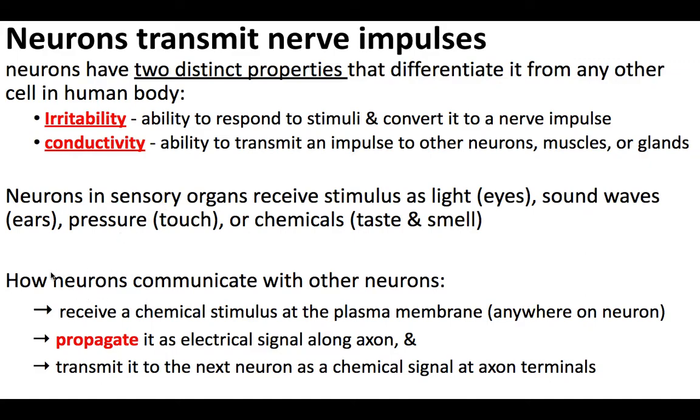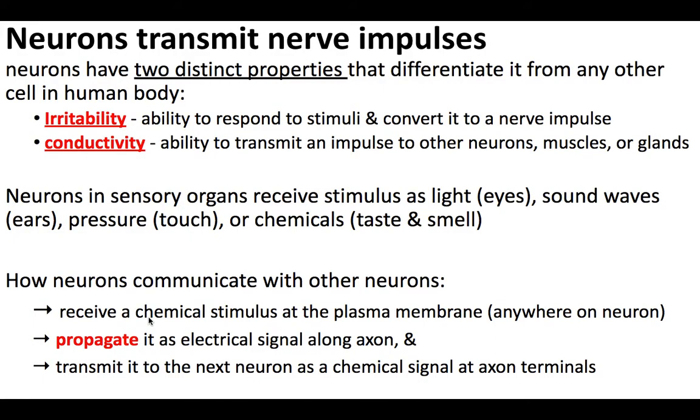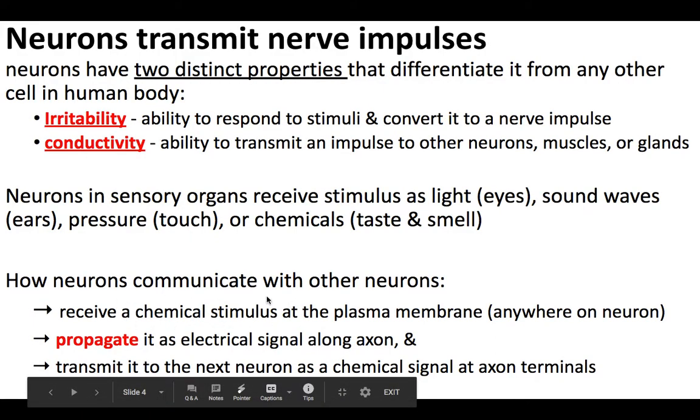Now, how do those neurons in the sensory organs then communicate with other neurons, and how do those neurons then communicate with other ones? It starts with a chemical signal that originates from the sensory neurons that are in your sense organs. So those chemical signals will be received at the plasma membrane, usually at the dendrites. And then that chemical signal is propagated as an electric signal all the way down the axon, and then it is transmitted to the next neuron as a chemical signal at the axon terminals.